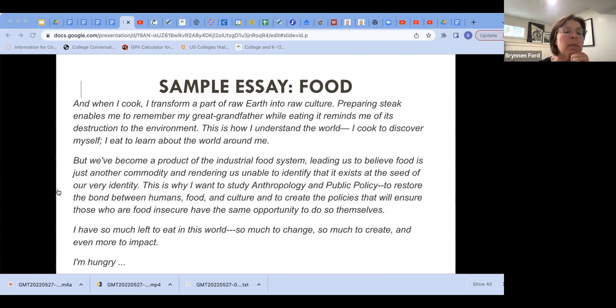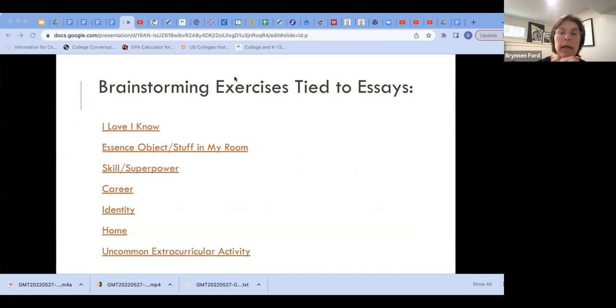Anybody else, some comments on this particular food essay? Okay. The next slide is showing that this food essay came from the brainstorming exercise called I Love, I Know. This person was doing their brainstorming, listing out all sorts of things they know about and all sorts of things they love. Maybe you can see that a lot of the things he mentions in this essay are things that he loves, like his family members, and food and his activities.